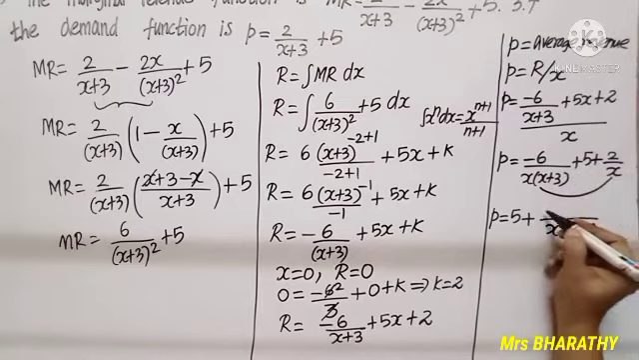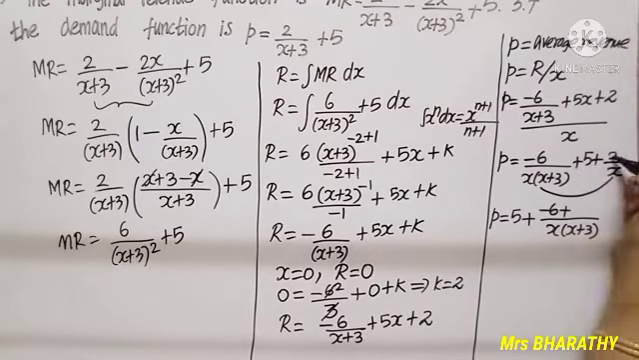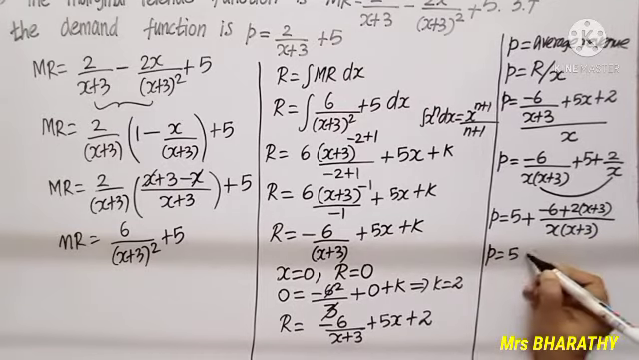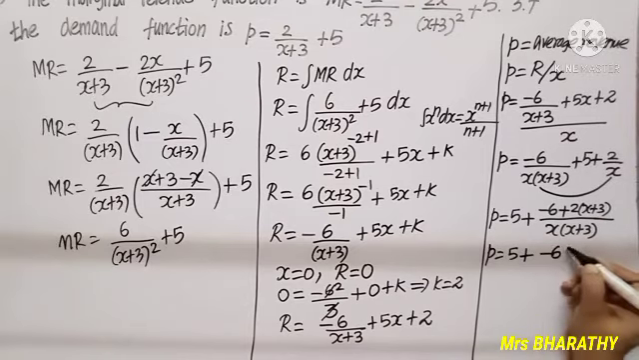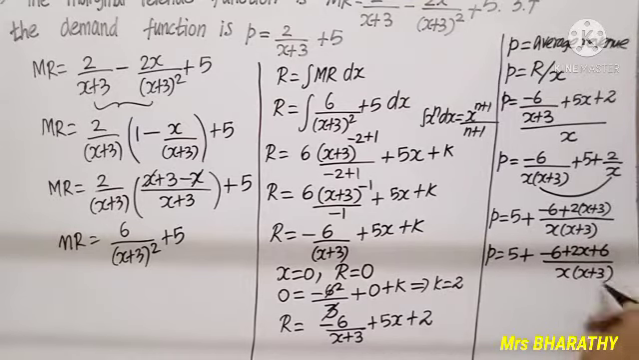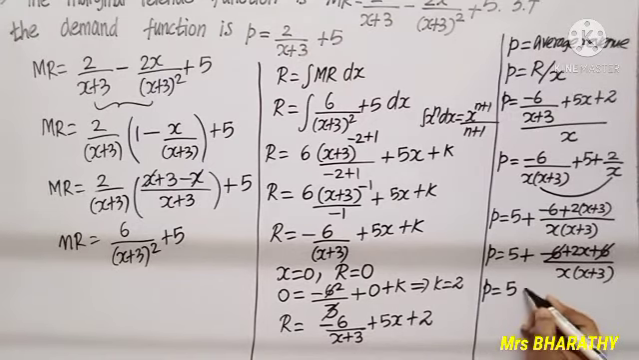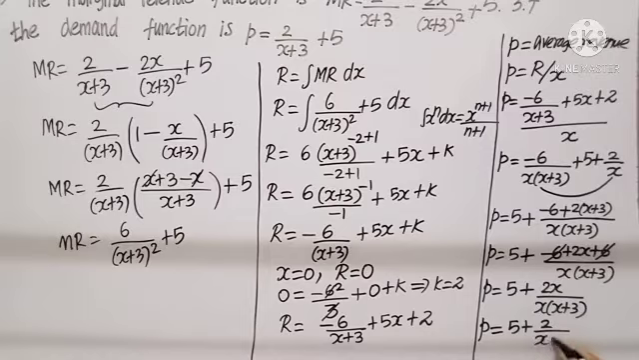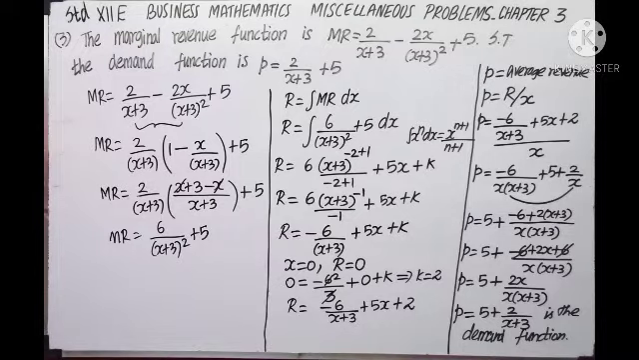Here, minus 6 plus 2 into (x plus 3). As I simplify, 5 plus minus 6 plus 2x plus 6, that is 2x plus 6, divided by x into (x plus 3). 6 and 6 get cancelled. P equals 5 plus 2x by x into (x plus 3). Cancelling x, we arrive at 5 plus 2 by (x plus 3), which is the demand function to be shown.